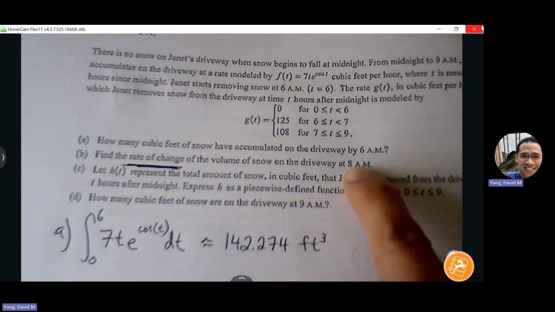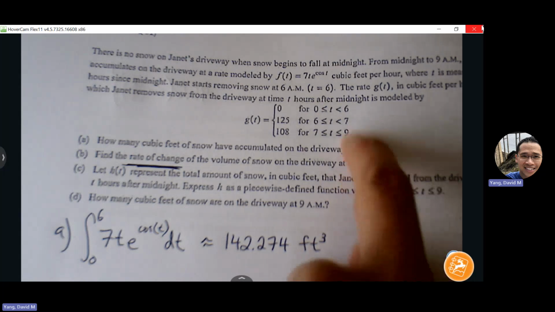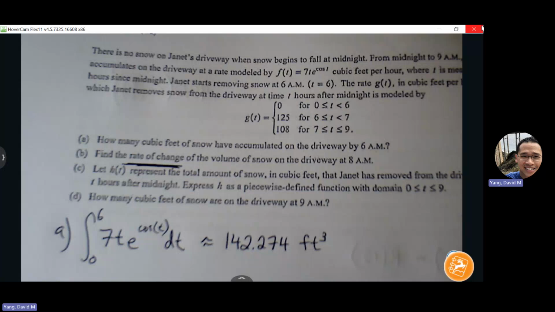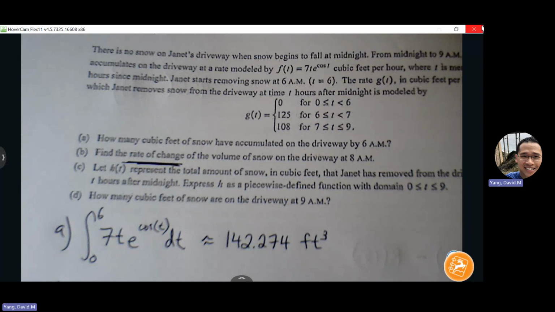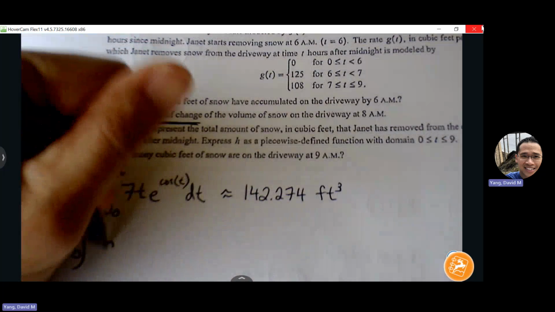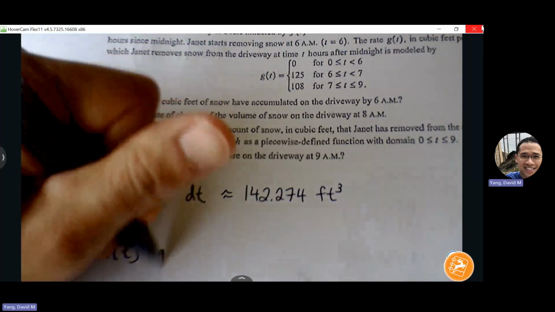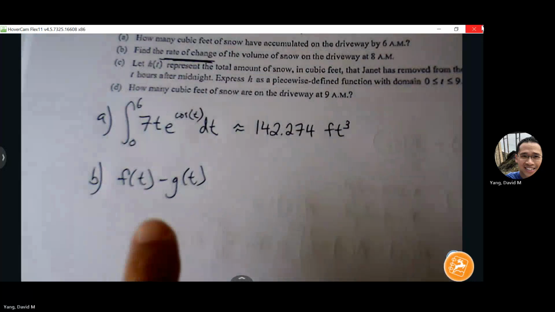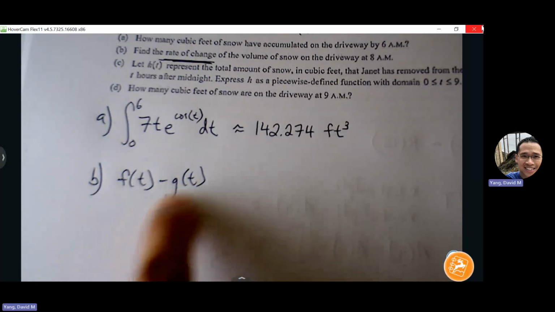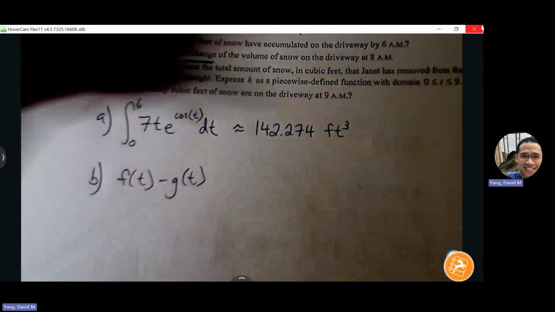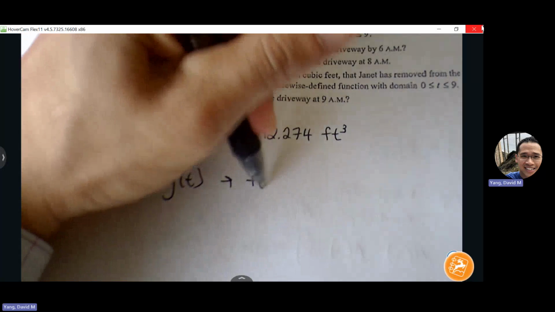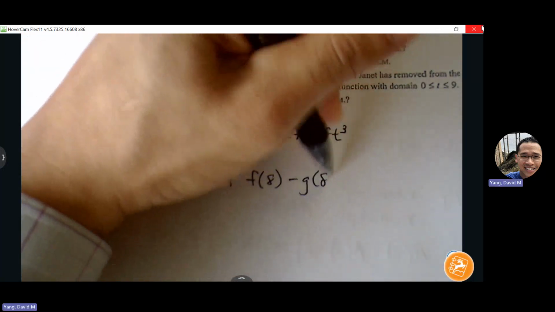Which one is doing that at a faster rate? Is there more snow coming down at 8 a.m. or is there more snow being shoveled off? Because if there's more snow being shoveled off at 8 a.m., then the rate of change is going to be decreasing, right? So we can just do F of T minus G of T. If F of T is higher, then there's more snow being added. If G of T is higher, then we should get a negative number, which means more snow is being removed. So we'll do F of 8 minus G of 8.